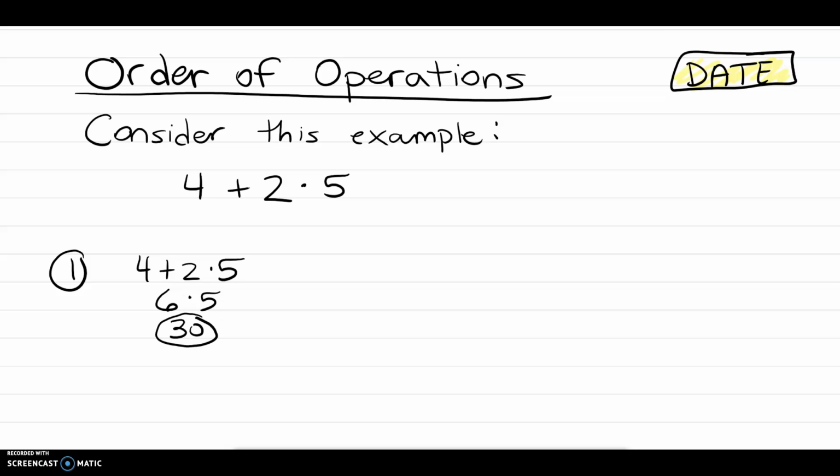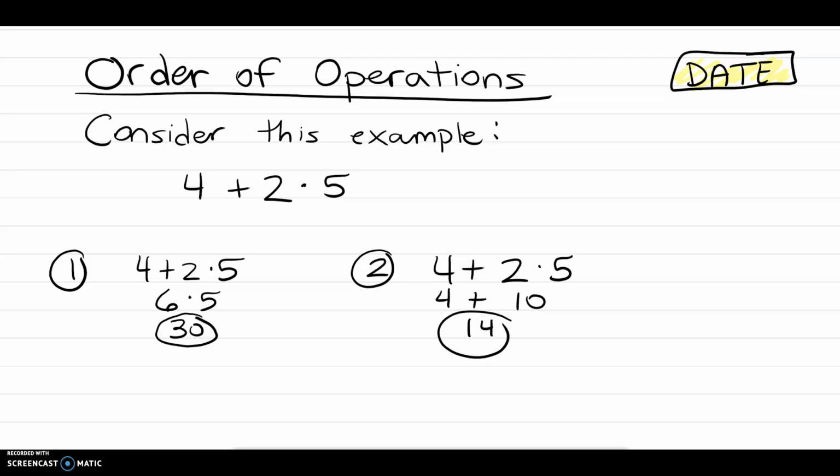Okay, another way you might do this problem is that there might be something that takes precedence. So what if we did the multiplication first and then did the addition? So if I have 4 plus 2 times 5, here I get 2 times 5 would be 10 because I want to do the multiplication first, and then I add 4 plus 10 and get 14.